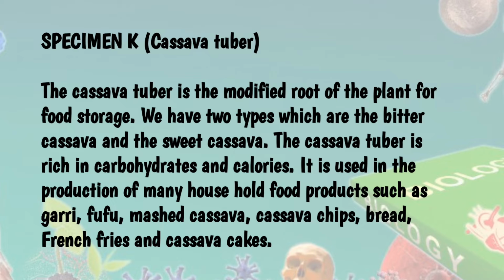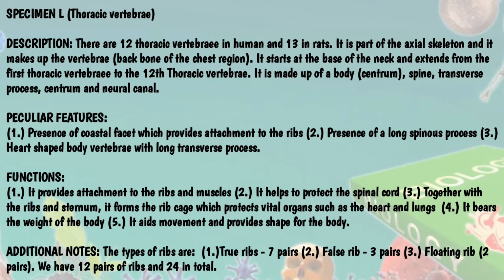Now, the cassava has a rich amount of carbohydrates and a very high amount of calories, and it's used for the production of many other household food products like gari, very common for food, cassava chips, bread, and cassava cakes and the likes. So move to specimen L, which is the thoracic vertebrae.